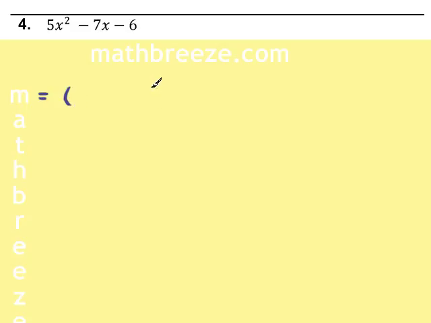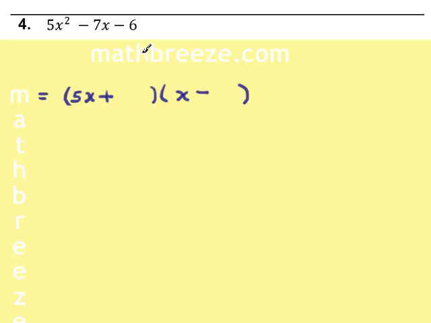Okay, let's put down our parentheses. C is negative, so opposite signs. Here we have 5x squared, so we'll fill in with first times first, 5x and x. And here we have a 6 for our last term, or minus 6 for our last term. So we need a factorization of 6.